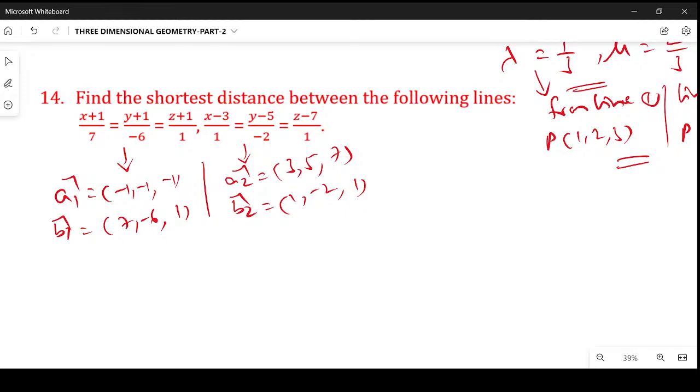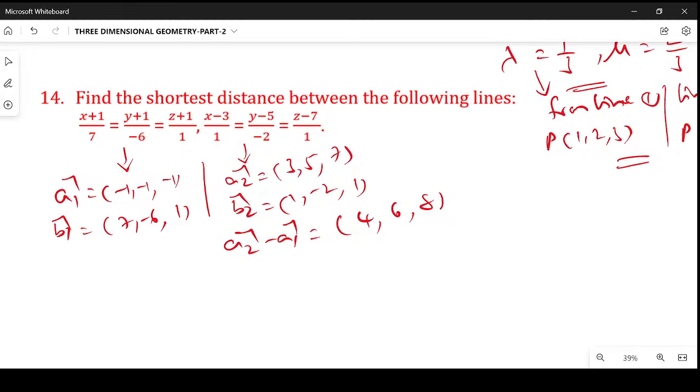We know the formula requires a2 bar minus a1 bar. Taking a2 bar minus a1 bar: 3 minus (-1) is 4, 5 minus (-1) is 6, and 7 minus (-1) is 8. So a2 bar minus a1 bar is (4, 6, 8).